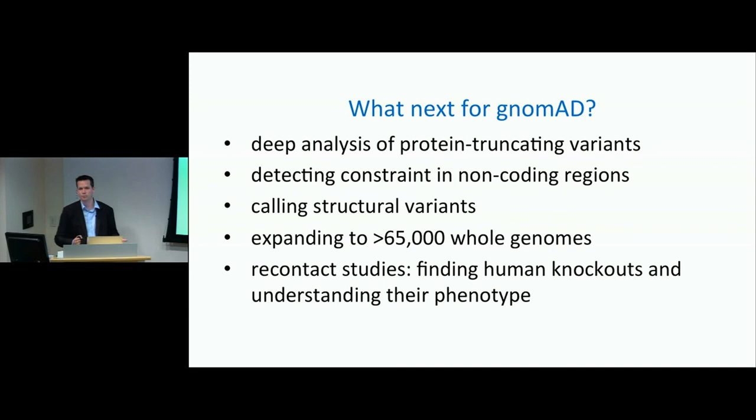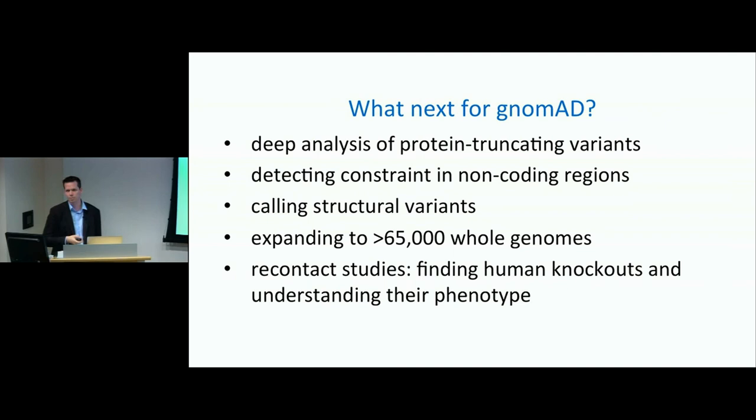So with that dataset, we'll really be able to identify the vast majority of genes in which there is a statistically significant depletion of loss-of-function variation, for instance. And that will also massively increase our ability to look for missense constrained regions of particular genes.